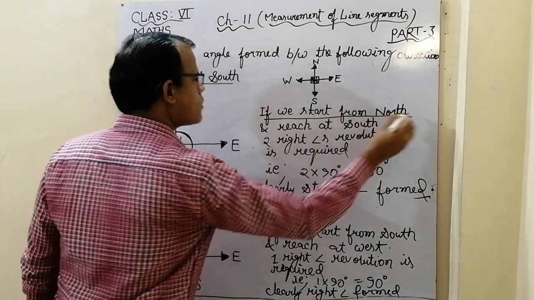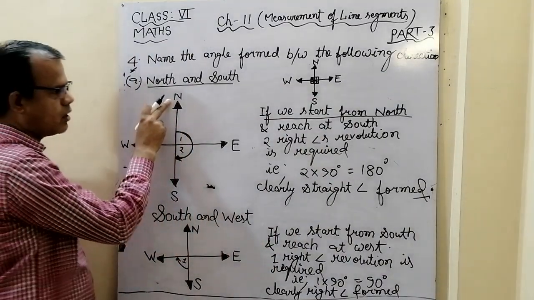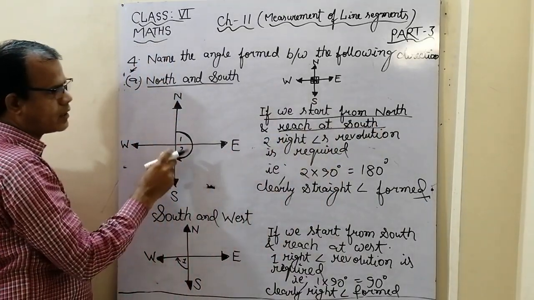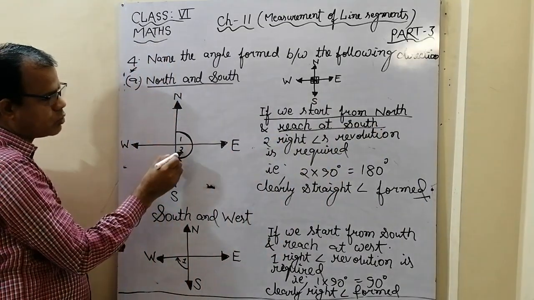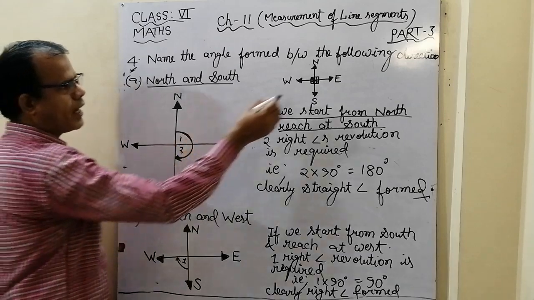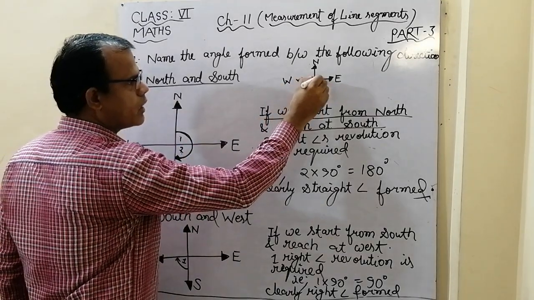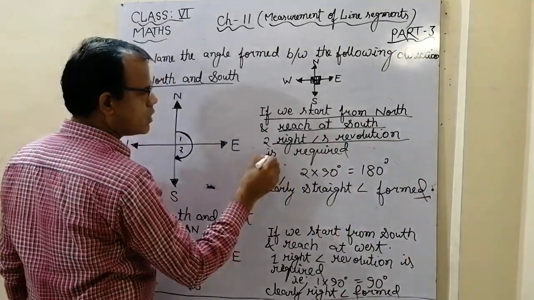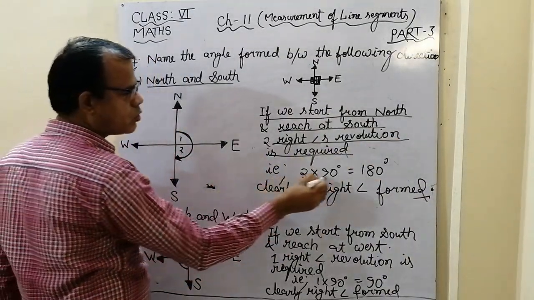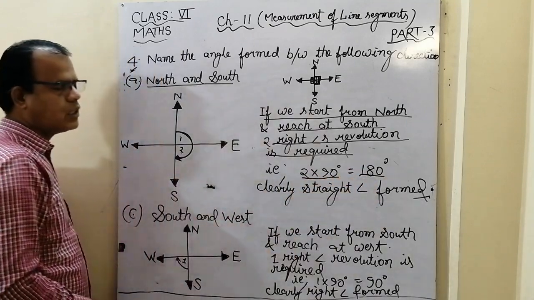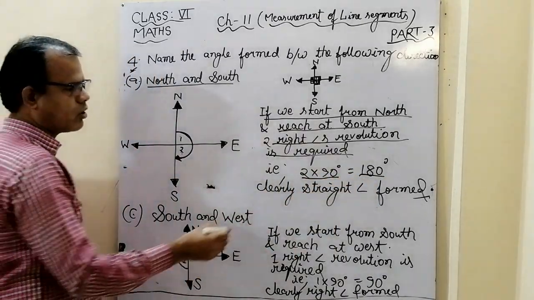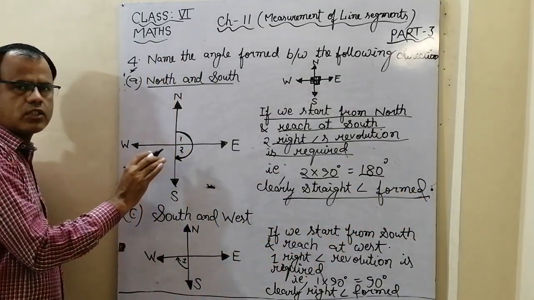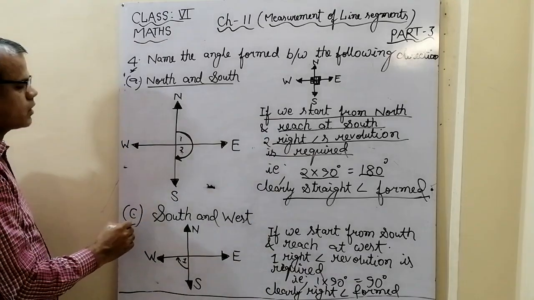So if we start from north and we have to reach south, how many right angles of revolution are required? 1, 2. Two right angles. As you know, here is one right angle and this is the second right angle. Two right angles of revolution are required. It means 2 into 90 degrees, it's 180 degrees, and a 180 degree angle is known as a straight angle. So here a straight angle is formed. Is it clear?